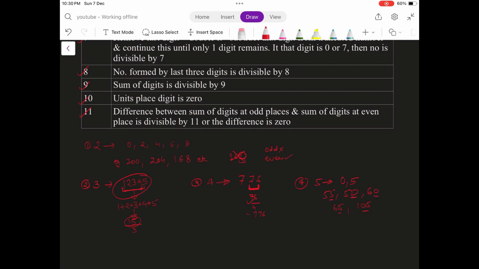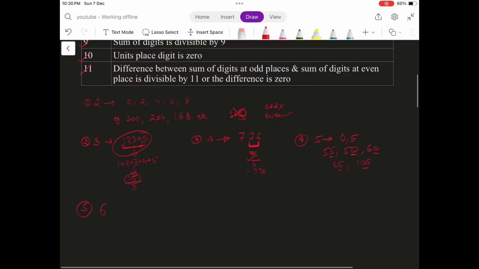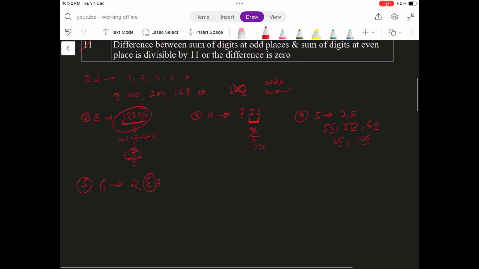Next number is 6. Any number is divisible by 6 if it is divisible by 2 and 3. So remember "and". So that number has to be divisible by 2 as well as 3. Then only it is divisible by 6. Because if we do prime factorization of 6, we get 2 into 3. So any number which is divisible by 2 as well as 3 will be divisible by 6.